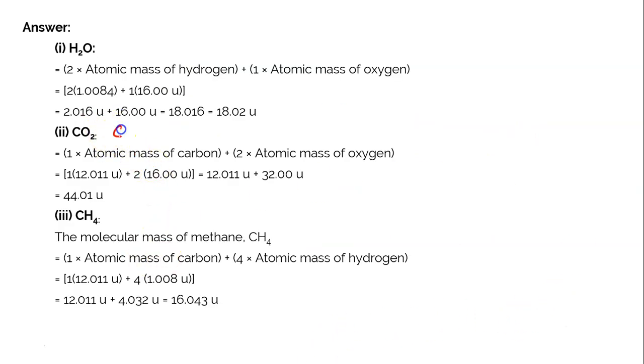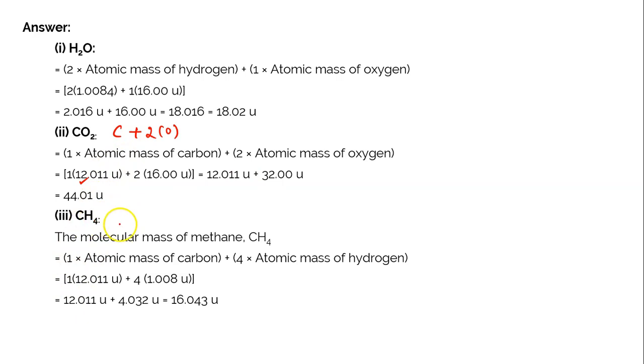Carbon dioxide has 1 carbon and 2 oxygen atoms. So 1 into atomic mass of carbon plus 2 into atomic mass of oxygen is what you need to consider. So atomic mass of carbon is 12.011, but then you can consider this to be 12 to round up. Now atomic mass of oxygen is 16, and because you have 2 oxygen atoms, you are taking it as 2 into 16. So altogether it is 12 plus 32, which is 2 into 16, and it is 44.01 atomic mass units. You can also write it as 44, doesn't make any difference. Your answer will be correct and you'll get full marks.